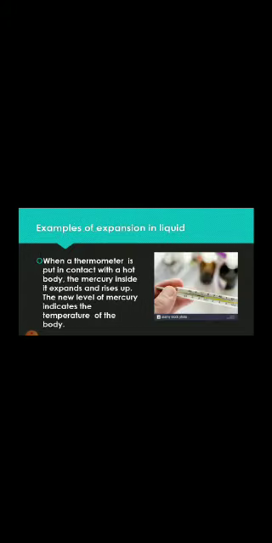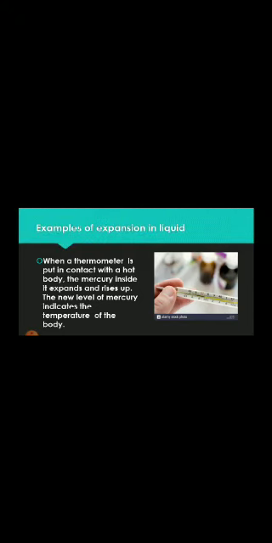And for a given rise in temperature, students, a liquid expands more than a solid. That you just remember. Liquid expands more than solid. And here you can see the picture, students. The liquid is cold and the liquid is in a hot condition. Whenever the liquid is cold, molecules are closer to each other, and whenever it is hot, they are getting separated from each other. Right? Now I will tell you examples of expansion in liquid.